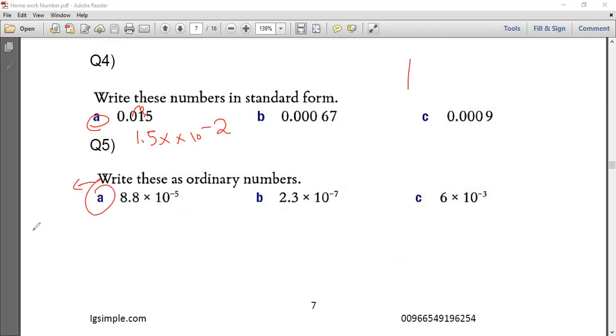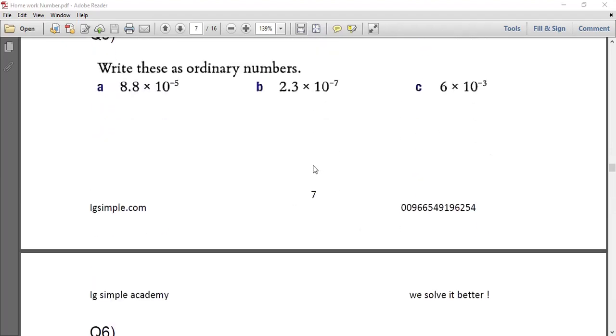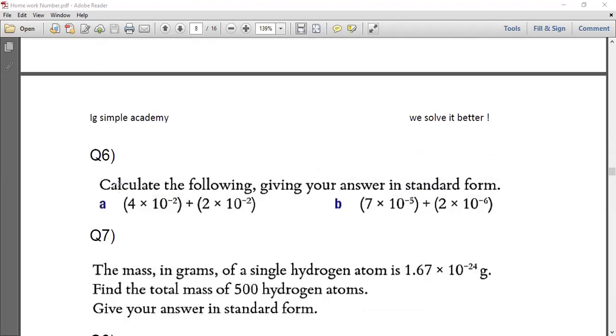Question 5A. Write these as ordinary numbers. 8.8 by 10 to the power negative 5. 0.4088. Wow, excellent. Great. Layla, question 6A. 3, 4, 10.